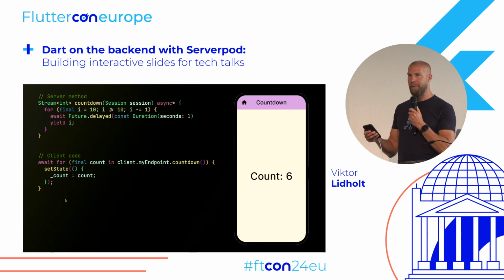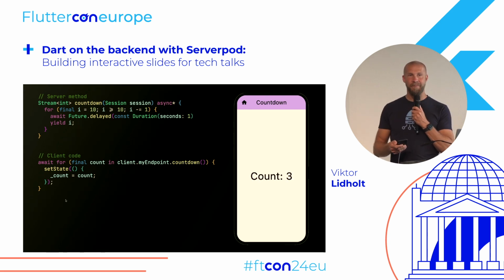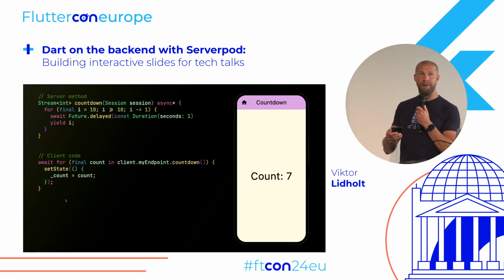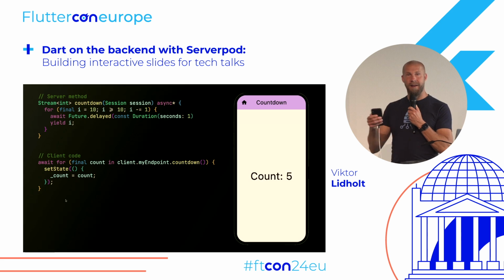So you make a loop, and whenever you have a value ready that you want to send to the server, or a model, or anything else, you just yield that value. And Serverpod will take care of all the serialization, the protocol, the authentication, making sure if this is an authenticated endpoint, you lose access to that, you will just shut down the stream immediately.